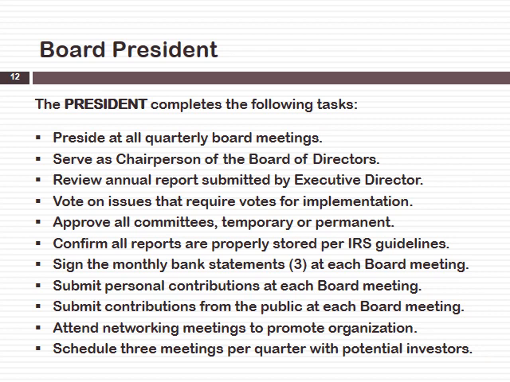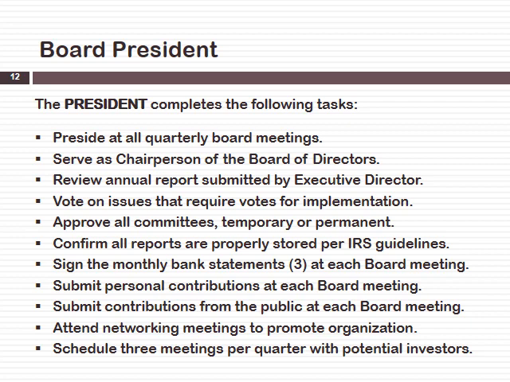Let's talk about the different roles. The first role that we'll talk about is the president of the board, or the board president. The president completes the following tasks: preside at all quarterly board meetings. So we're talking about meeting on a quarterly basis, and that's a very common meeting time that people use for board meetings because it's just 4 times a year, every 3 months. And most people can attend meetings if it's on a quarterly basis. Now, monthly meetings can be a little taxing for people, especially if they have full-time employment already.